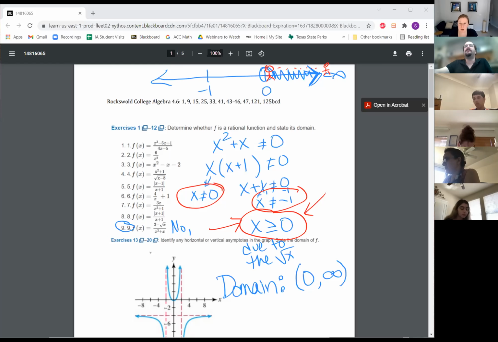It's a polynomial over a polynomial. 6 is a polynomial. X squared is a polynomial. We don't see the degree of the numerator, but we can rewrite it as 6x to the 0 over x squared. Monomials are polynomials, even if it's just a constant.